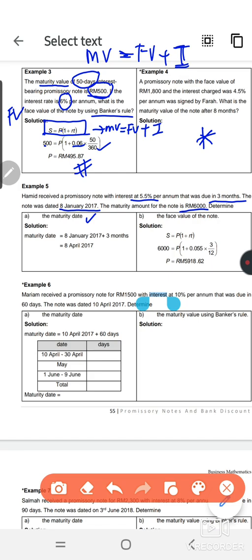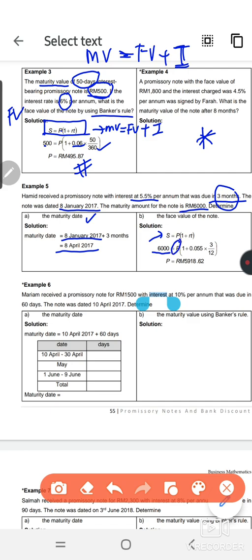So tarikh dia adalah 8 Januari 2017 plus by 3 months. Sebab dia kata due in 3 months. So plus 3 months awak akan dapat 8 April 2017. Okay, so yang tu untuk maturity date. Okay, untuk face value sama juga macam tadi example 3. Maknanya dia dah bagi maturity value 6,000.